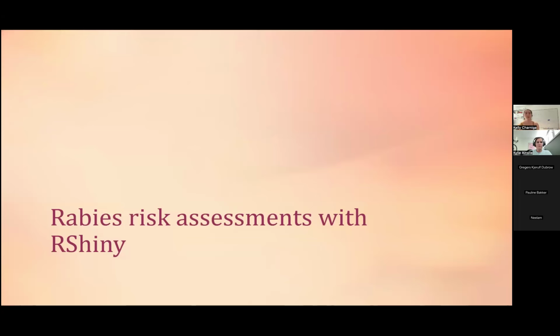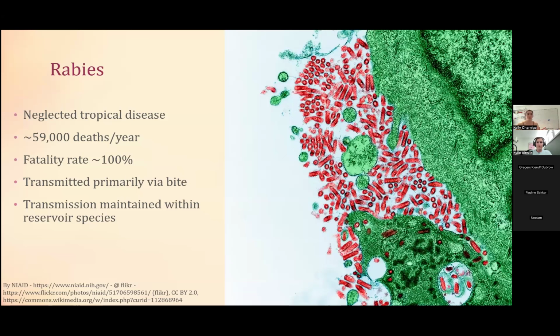So now I'm going to talk about a totally different project, which is rabies risk assessments with RShiny. Okay, rabies, if you're not aware, is a neglected tropical disease. It causes 59,000 deaths a year, roughly. It is one of the deadliest viruses there is, with a fatality rate of about 100%. It is transmitted primarily via bite from an infected animal or human. It can also spread by organ donations, for example, but primarily via bite.